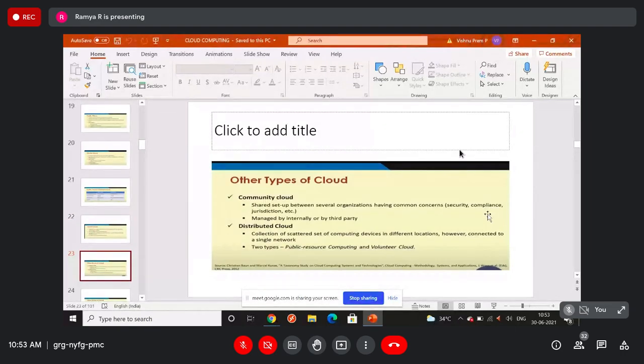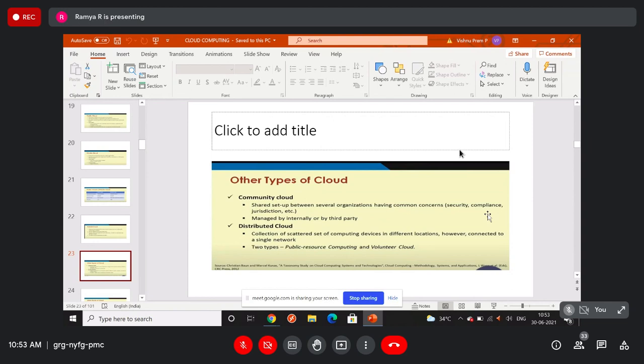Other types of clouds: take community cloud. In the community cloud, sometimes multiple companies are involved in a project. Suppose one client wants to work on some project. Some company develops something and another company uses it, so different companies may work for that client and provide their services for the client. All those things can be involved in the community cloud. That cloud is going to be maintained by any one of the companies.